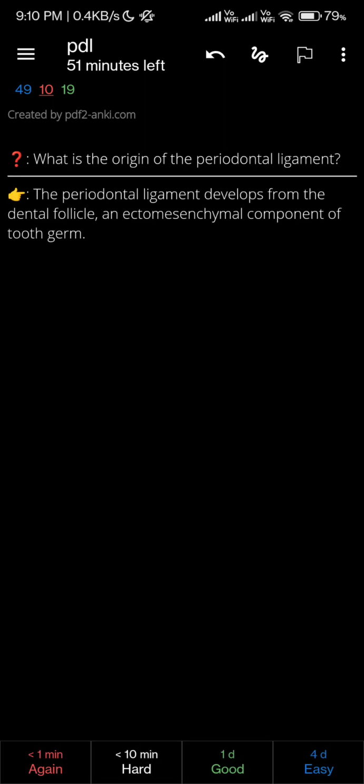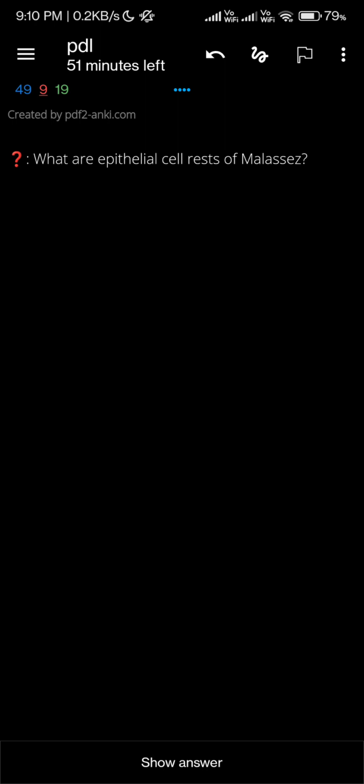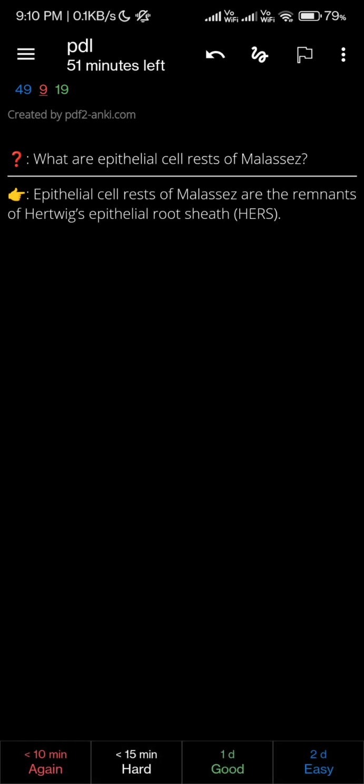So what is the origin of the periodontal ligament? The dental follicle, an ectomesenchymal component of the tooth germ. What are epithelial cell rests? Remnants of Hertwig's epithelial root sheath.